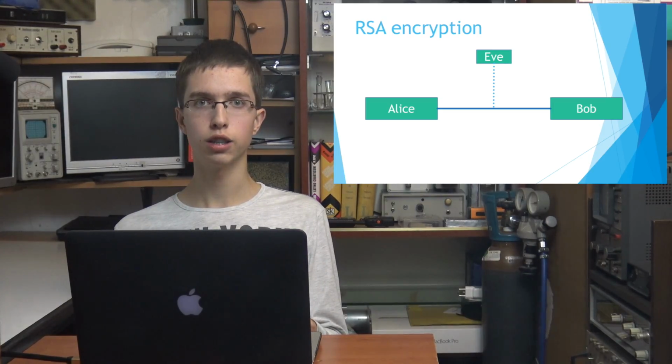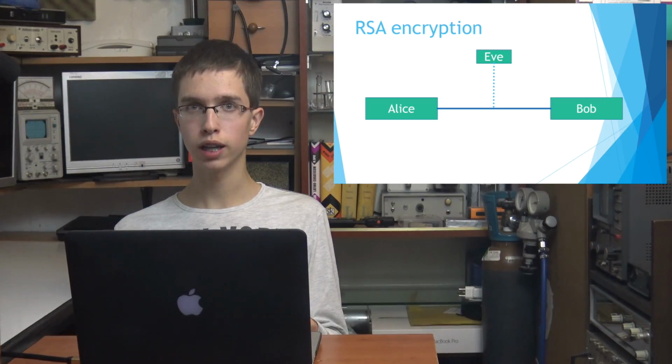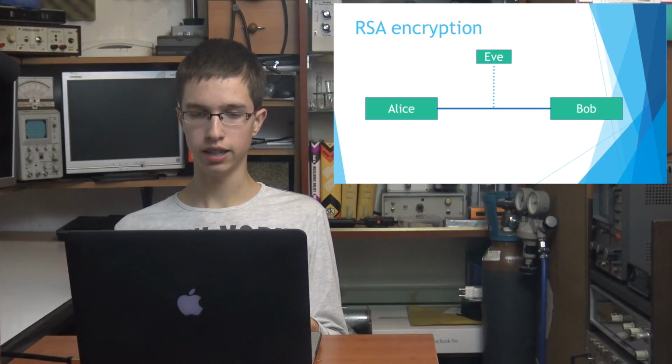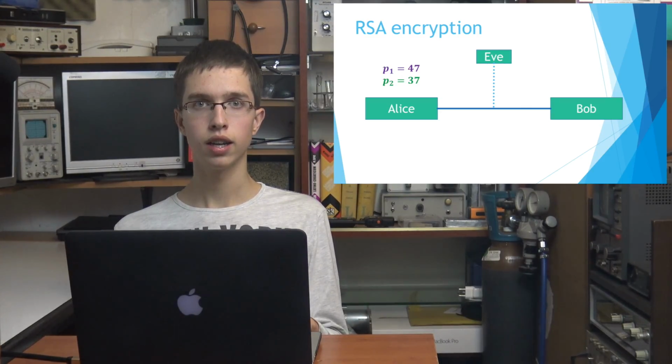First, Alice randomly generates two prime numbers, p1 and p2, and multiplies them to get number n, which is the product of p1 times p2. This number is then published. Let's take that p1 is 47 and p2 is 37, which gives us n is 47 times 37, which is 1739. This n is published for anyone to see.